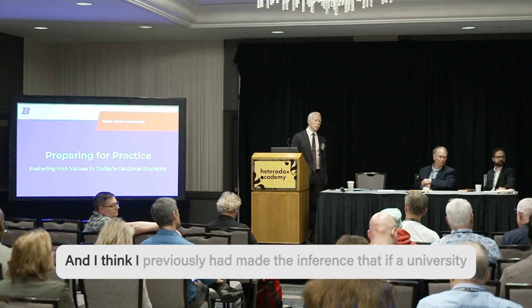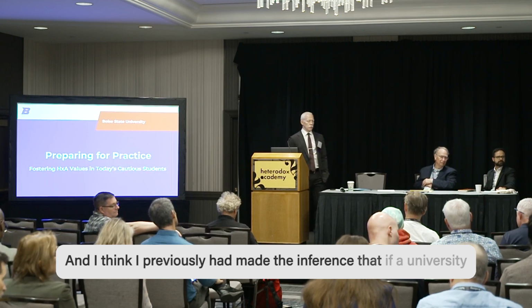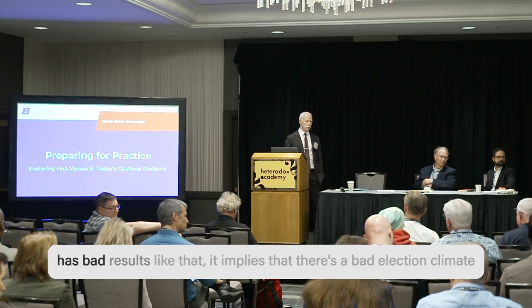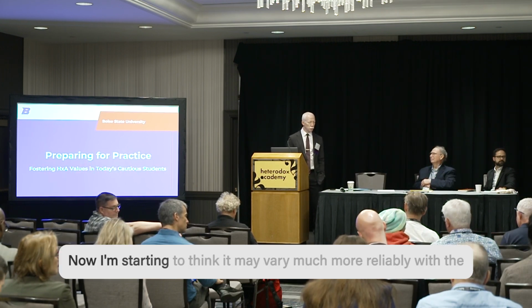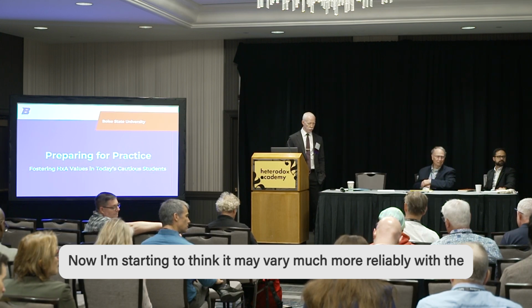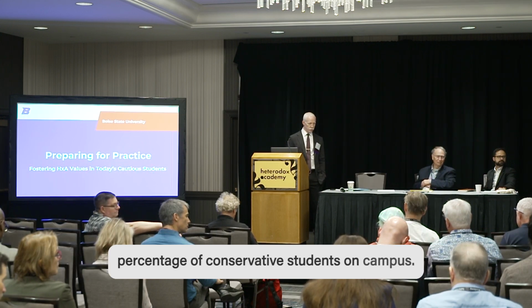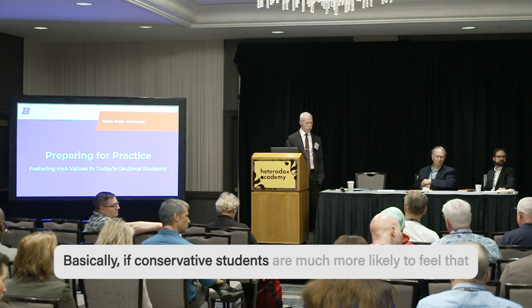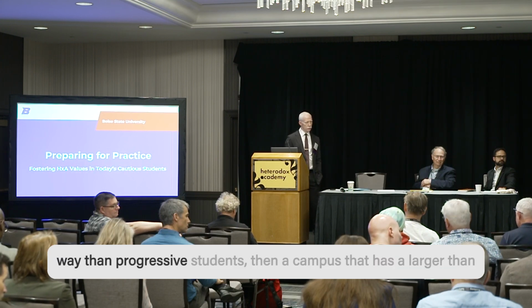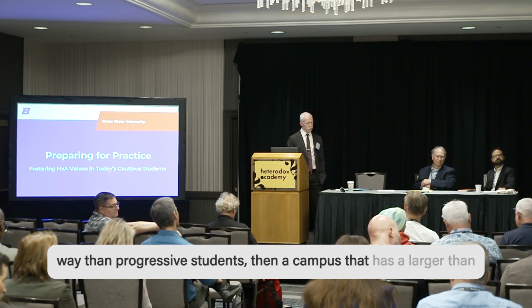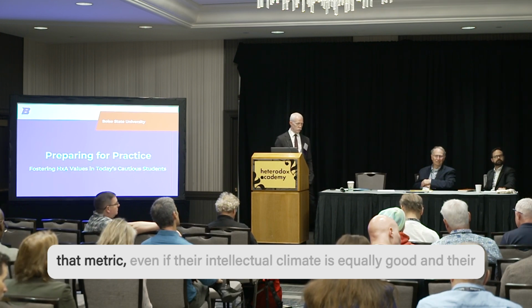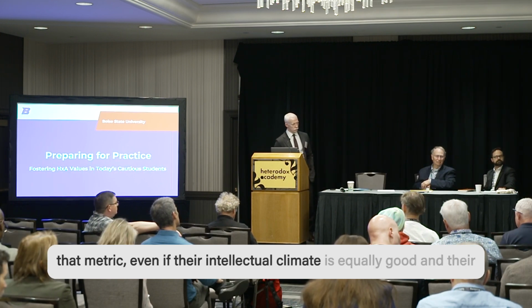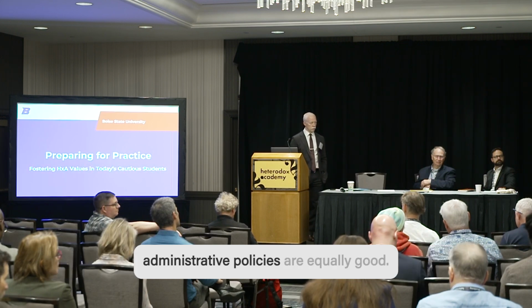And I think that previously I'd made even a lazy inference, right? That if a university has bad results like that, it implies that there's a bad intellectual climate or administrative policy, et cetera. Now I'm starting to think it may vary much more reliably with the percentage of conservative students on campus. Basically, if conservative students are much more likely to feel that way than progressive students, then a campus that has a larger than average number of conservative students is going to look worse on that metric, even if their intellectual climate is equally good and their administrative policies are equally good.